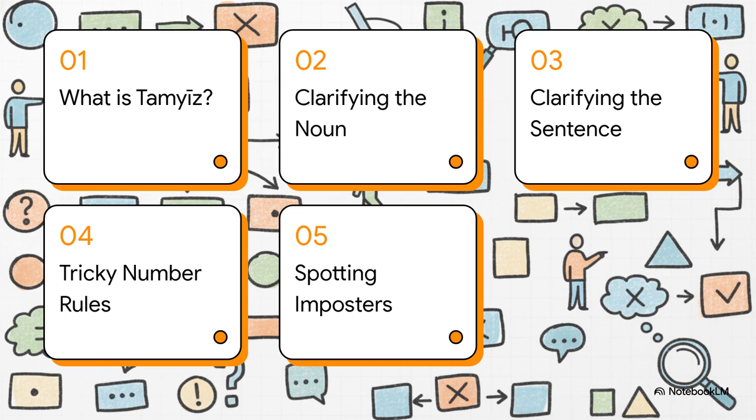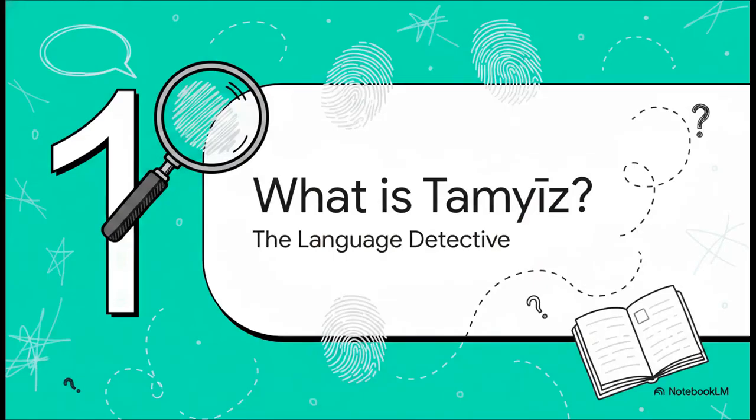Okay, let's dive into this roadmap. First, we'll ask, what is Tanyeez? Then we'll look at clarifying the noun, followed by clarifying the sentence. We'll tackle the tricky number rules, and finally, spotting the imposters. Let's go. Section 1. What exactly is Tanyeez?